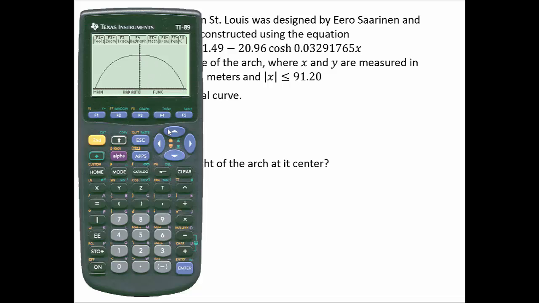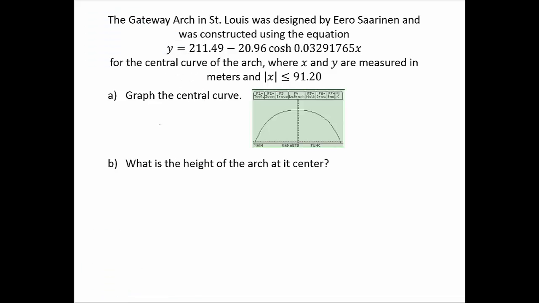This graph looks like a parabola, but it's not. This is not equivalent to a quadratic function. It has a special name. It's called a catenary, and graphs of hyperbolic cosine functions are those catenaries, C-A-T-E-N-A-R-Y. So there I've graphed the curve, and there's the screenshot of that graph of the central curve.